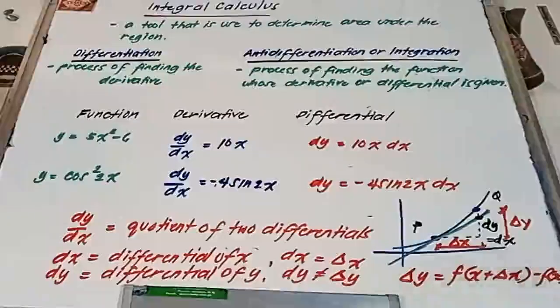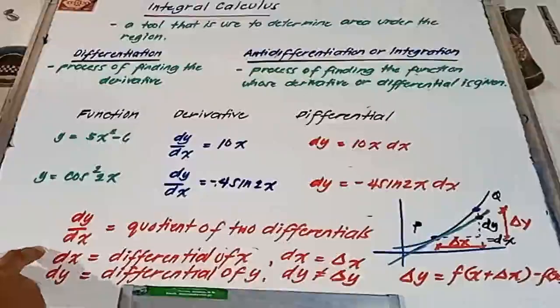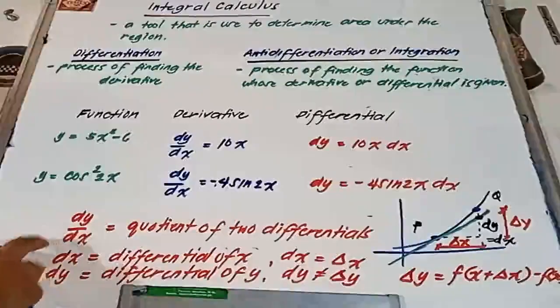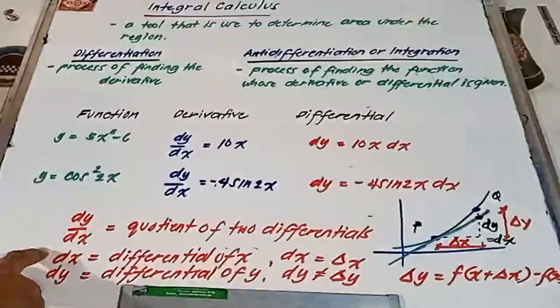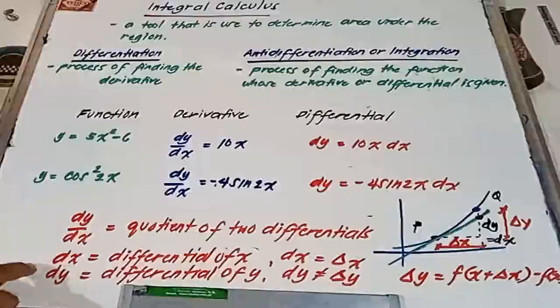Okay? Ano ba yung differential? From dy over dx, dinefine natin to as the derivative of y with respect to x. Or this is the rate of change of y with respect to x. Tinatawag din natin tong slope of the tangent line. But we have another definition for dy over dx.